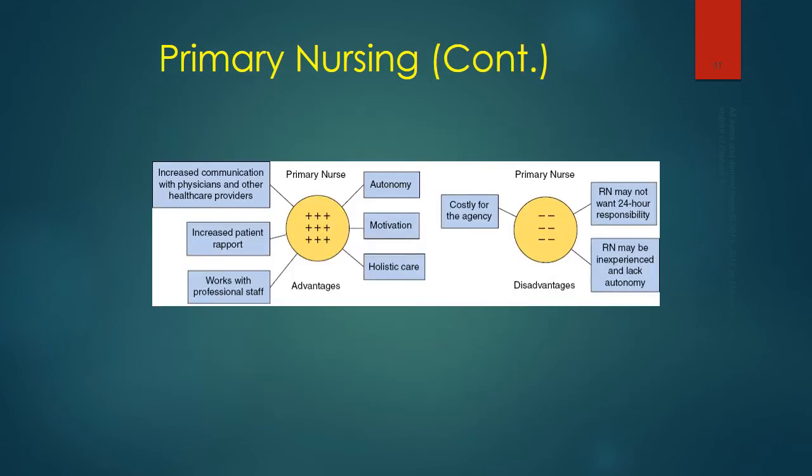The advantages of primary nursing are increased communication with physicians and other healthcare providers, autonomy, increased patient rapport, motivation, working with professional staff, and holistic care. Disadvantages include that it's costly for the agency. The RN may not want 24-hour responsibility. The RN may be inexperienced and lack autonomy.